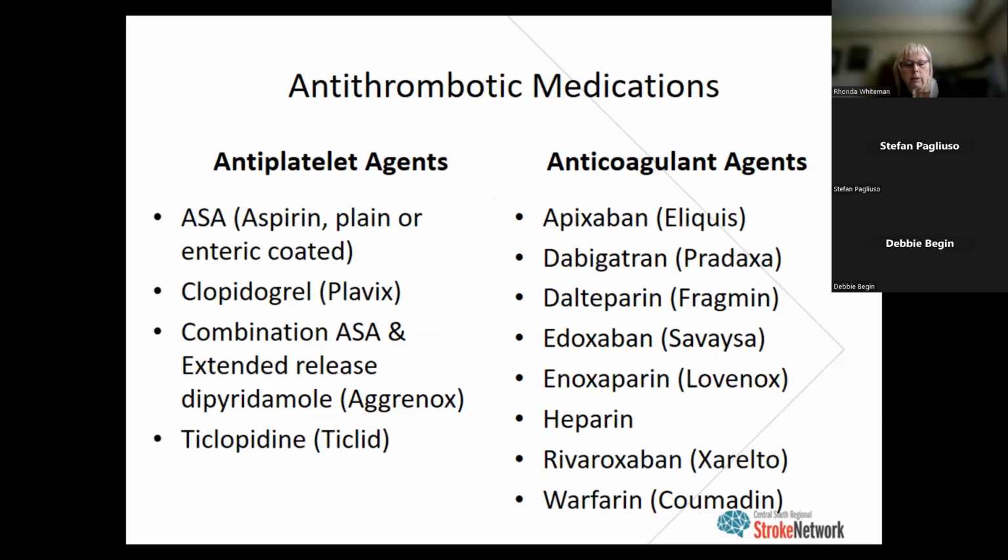The special projects really outline what the inclusion and exclusion agents are. As we can see, the antiplatelet agents are ASA, clopidogrel or Plavix, the combination of ASA and extended-release dipyridamole, Aggrenox, or Ticlid. When we look at the anticoagulants, it's apixaban, dabigatran, dalteparin, edoxaban, enoxaparin, heparin, rivaroxaban, and warfarin.